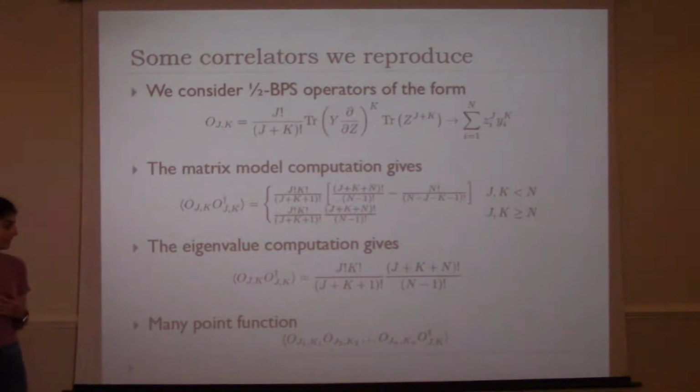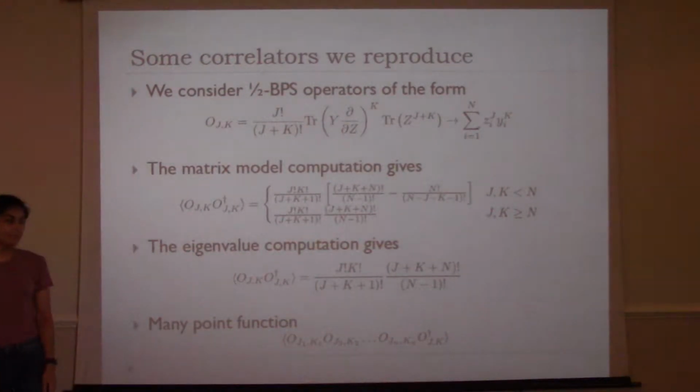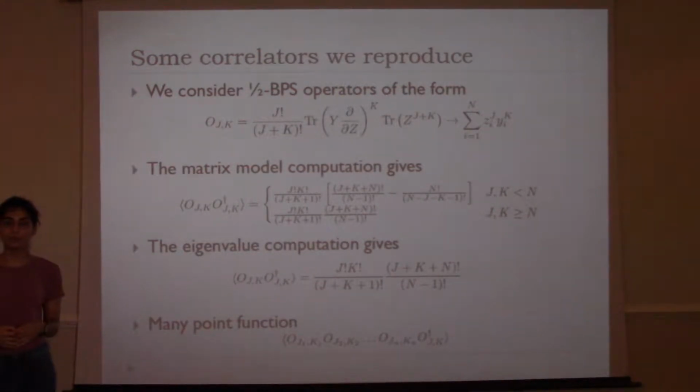Something else that we checked, and this was really cool that we got this right, was this correlator here at the bottom. And this isn't BPS, so you think, okay, maybe you wouldn't get it right. But when you look at it, you see that it's a product of BPS operators. So this is something like a many-point function of gravitons. And if you want to reproduce supergravity with eigenvalue dynamics, then you should get something like this correct. And we do.